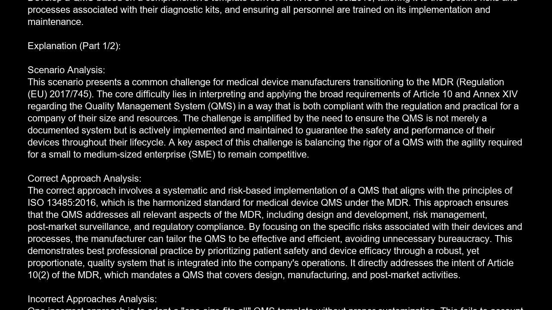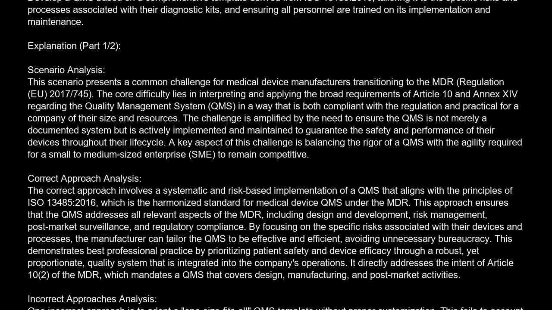The challenge is amplified by the need to ensure the QMS is not merely a documented system, but is actively implemented and maintained to guarantee the safety and performance of their devices throughout their life cycle. A key aspect of this challenge is balancing the rigor of a QMS with the agility required for a small to medium-sized enterprise (SME) to remain competitive.